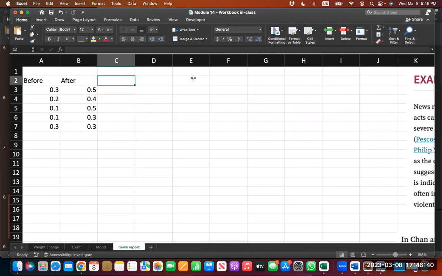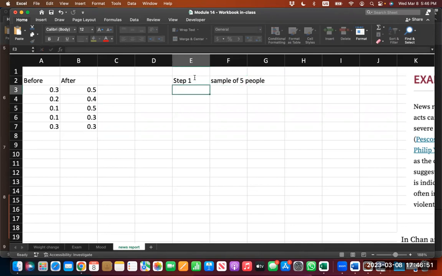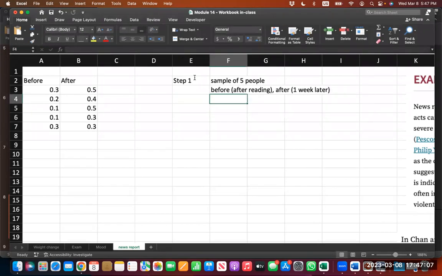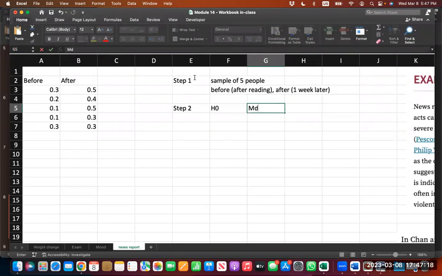So what we first do, step 1, we know now that this is a sample of 5 people. Before is after reading, and after is 1 week later. Then under step 2, we're null hypothesizing. So H0 is our mean difference, MD.